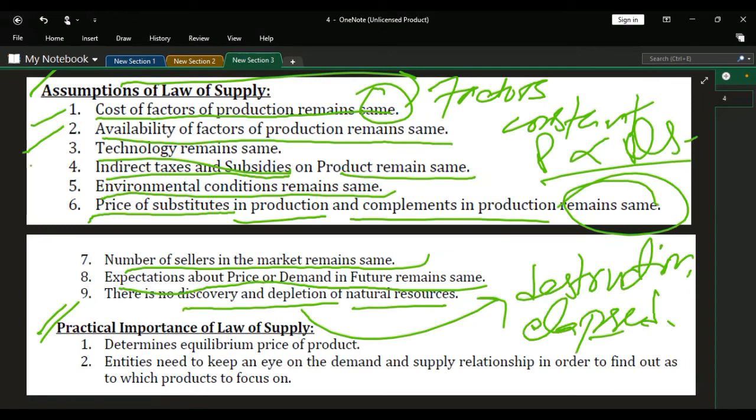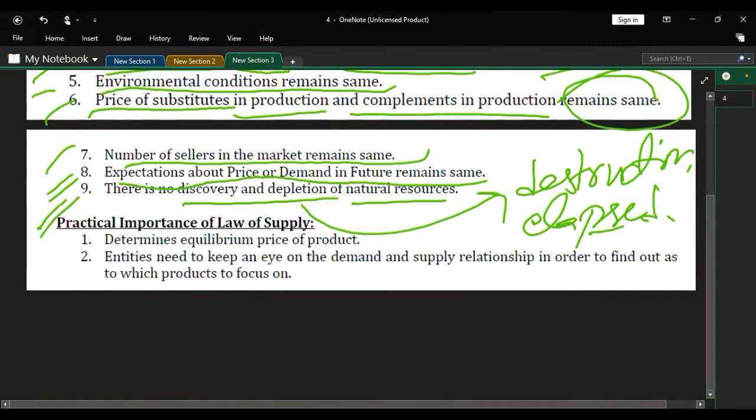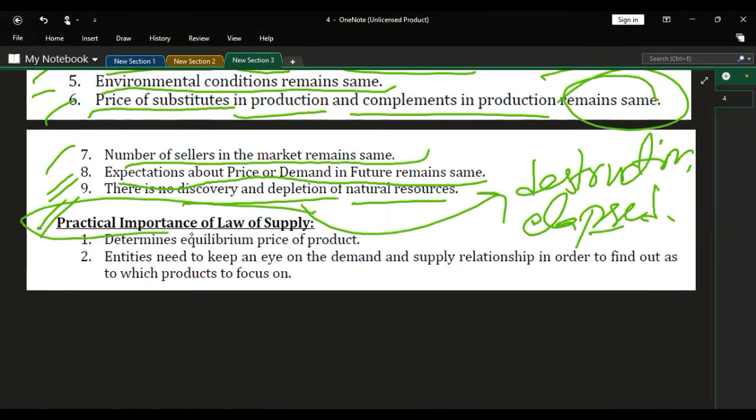I have rapidly covered them because I have already explained this under the previous concept, which was supply and its determinants. So let's move toward the most important section of any law, which is its practical importance. A lot of students do not know why they have studied or why they have been taught these laws. So here is the practical importance of laws.